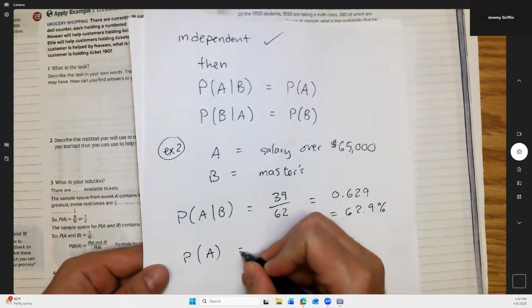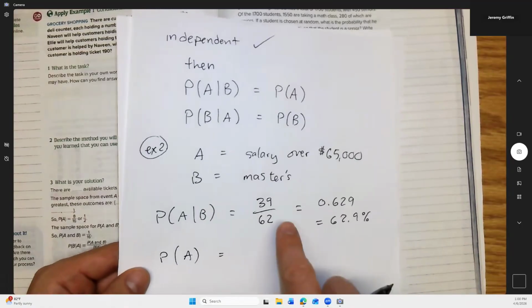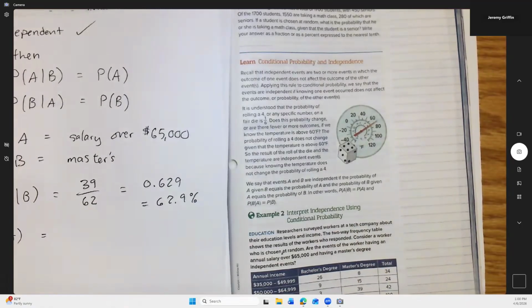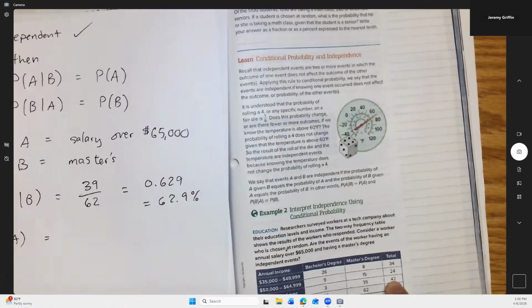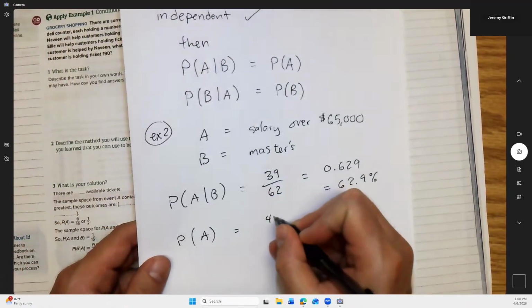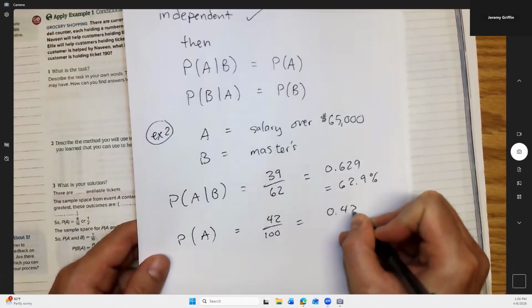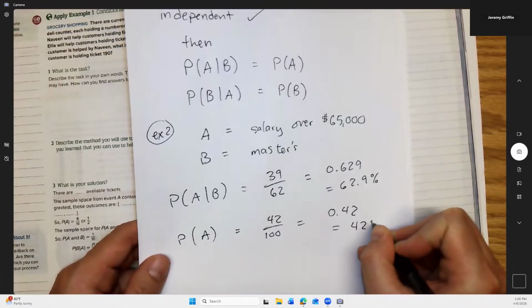Okay? But my hunch is that these are going to be different values, so these are not independent. And so what's the probability of having a very high salary? Well, there are 42 people with this very high salary out of 100 people altogether of the company who were surveyed. So that'd be 42 have a high salary out of 100. As a decimal, it's 0.42, or as a percentage, 42%.